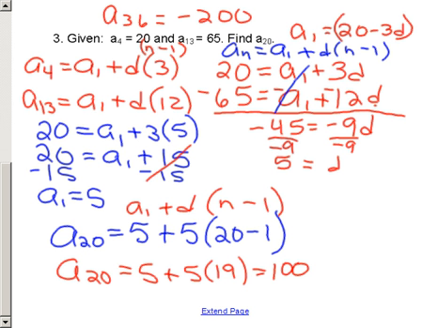So first of all, you look for your D and you plug it into one of those. Find your A1. Once you have your A1 and your D, you can plug it into your formula to find your A20. Because A1 is 5, D is 5, and N is 20. Got it?